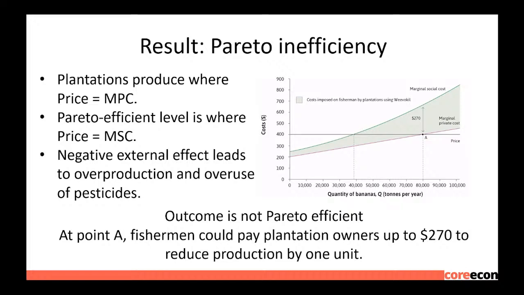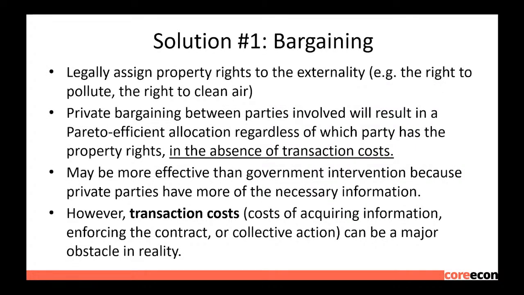Simply because the two parties are acting independently, and the banana owners simply care about setting price equal to marginal private cost. So you could do better than that. There's sort of money left on the table that perhaps via a bargaining solution could be better distributed among the two parties.